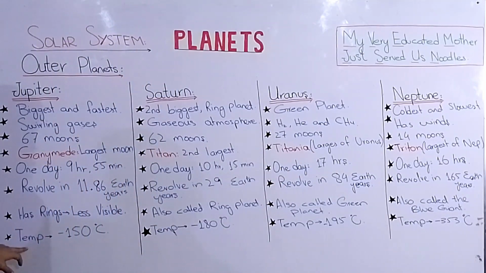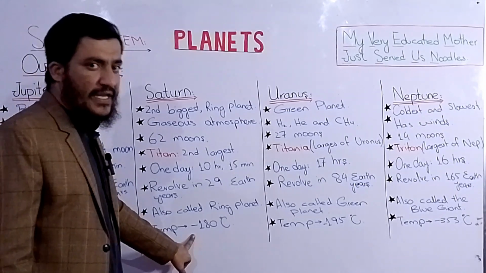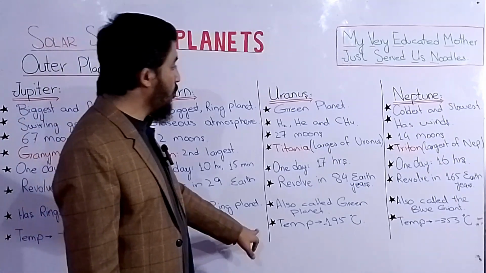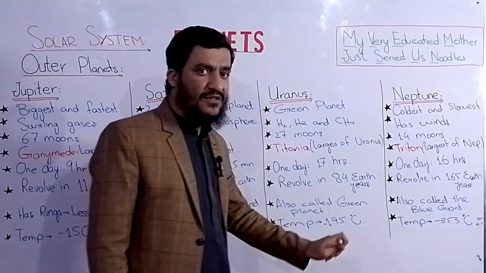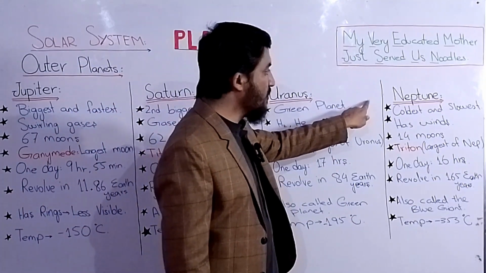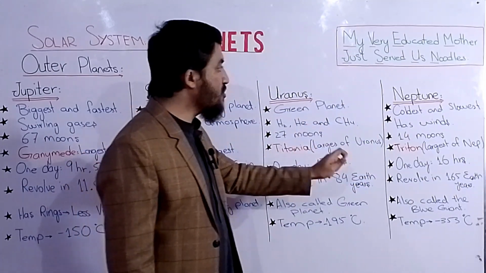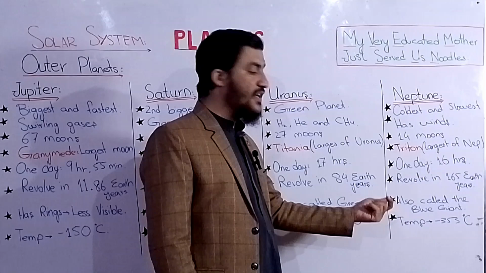At last, we will look into the temperatures. The average temperature of Jupiter is minus 150 degrees Celsius, while the temperature of Saturn is minus 180. The temperature of Uranus is minus 195 degrees Celsius, while Neptune, the coldest planet, ranges to minus 353 degrees Celsius.